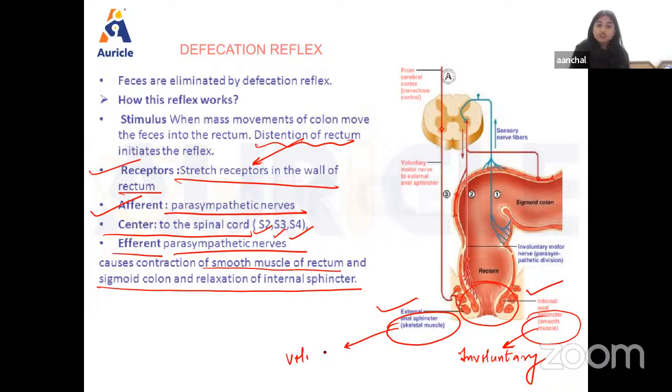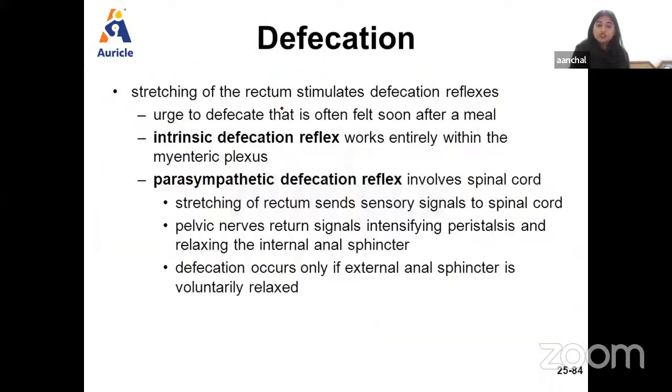Defecation reflex is going to be studied, right? So the stretching of the rectum stimulates the defecation reflex. As we know, whenever there is accumulation or storage of feces inside the rectum, there will be distension of the rectum, and the stretch receptors present inside the rectum will get activated or stimulated, right?